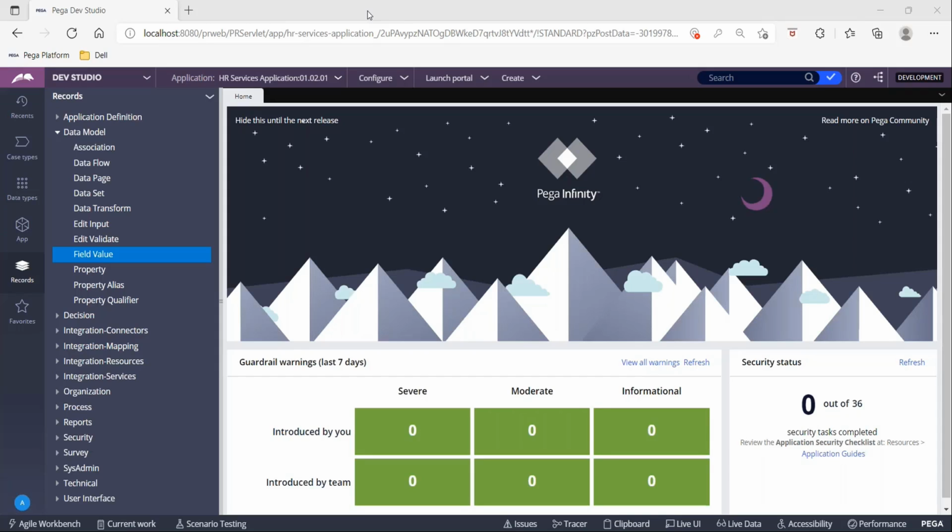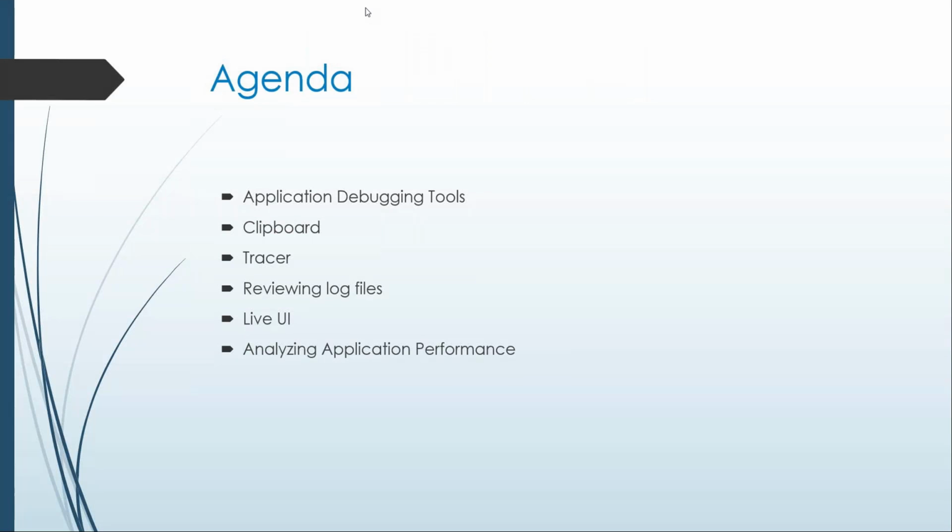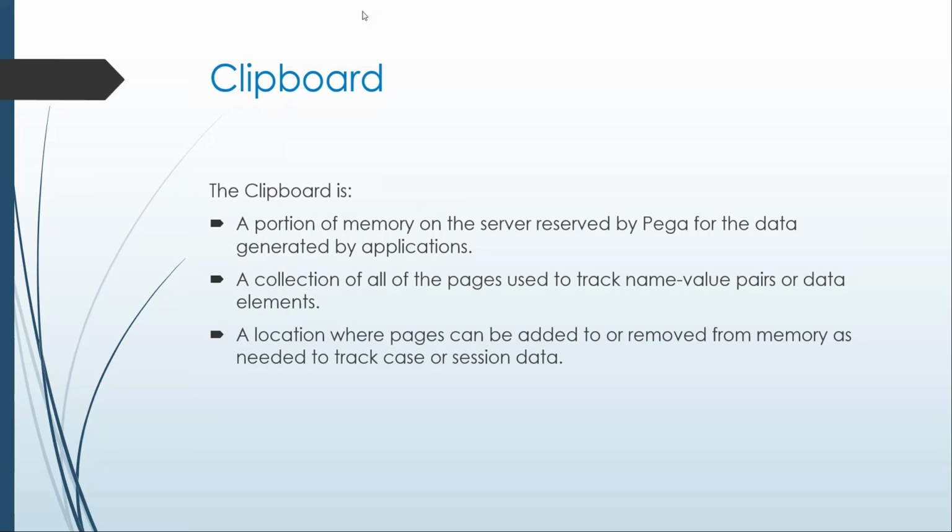Few of which, yes, you might already be aware of, but still let us have a look at the various debugging tools that you come across in Pega. And we'll also talk about a few tools that are part of your application performance. Obviously, the first one that comes on the list is your clipboard, right?